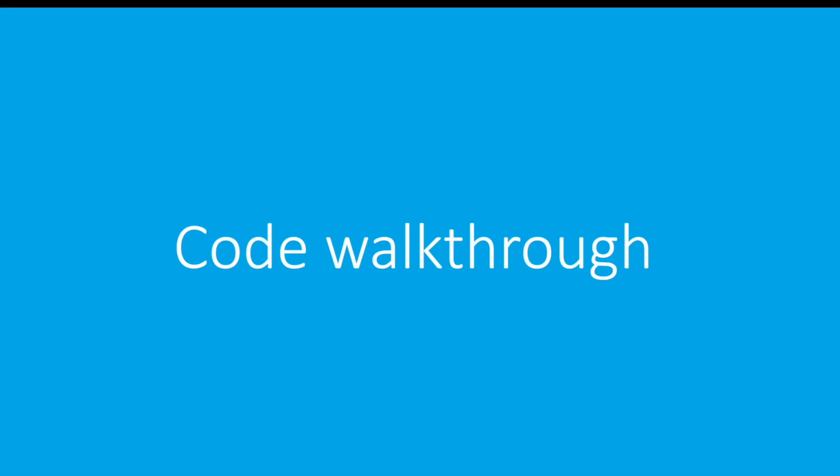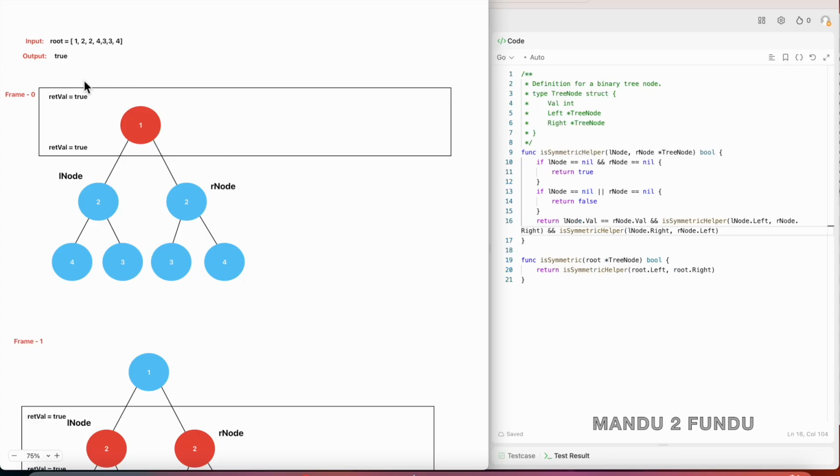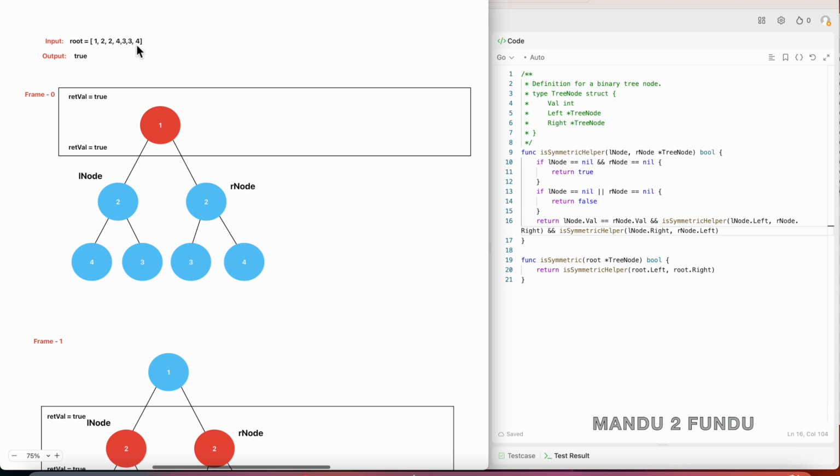Next, I'm going to do the code walkthrough with sample input. Let's do the code walkthrough for this input. So we have 1, 2, 2, 4, 3, 3, 4. So the tree looks like this. If you look at it, the left subtree is the mirror reflection of the right subtree.